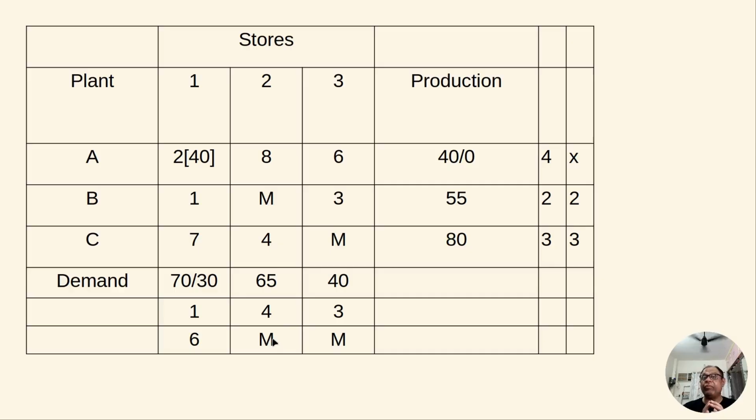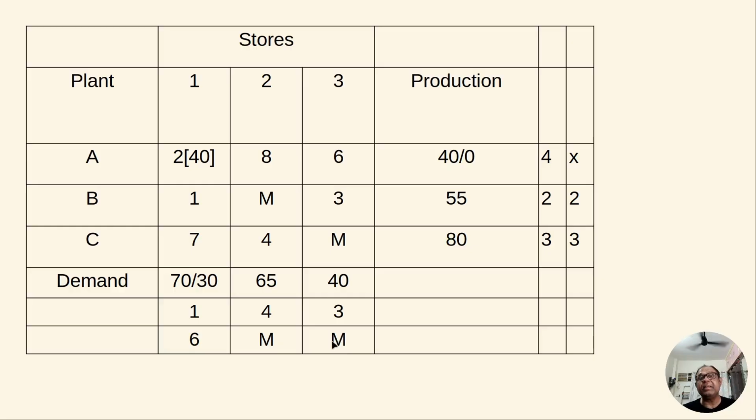We write M. We do not write M minus 4 because M is a very large number. So if you reduce just 4 from it, it practically remains the same. So we write here M, and the similar reasoning goes to store number 3 too. So the penalty here is M. Now again we have come with a tie on the penalties.